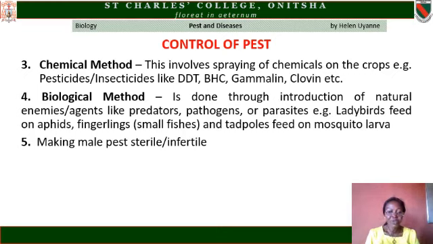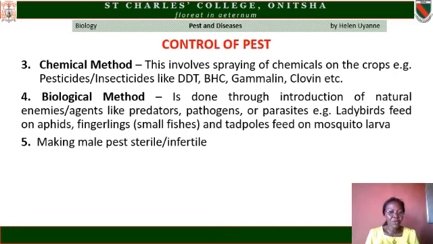Then we have the next one, which is making the male pests sterile. What is the meaning of making them sterile? Making them infertile. And by making them infertile, they will not be able to fertilize the eggs of the female, and that can lead to the extinction of the pest.